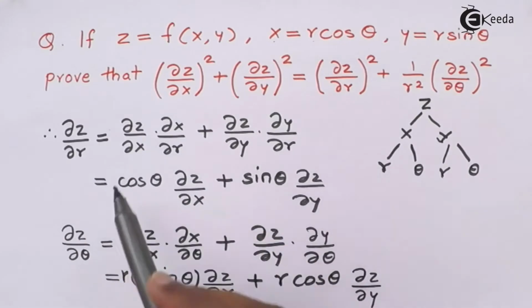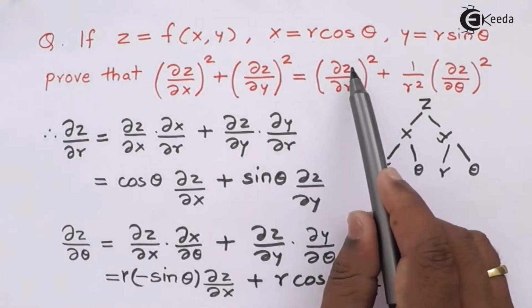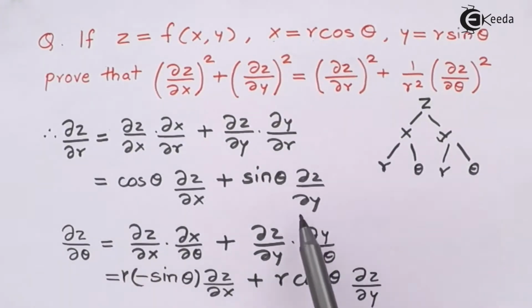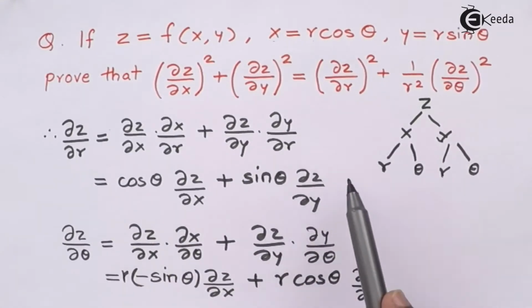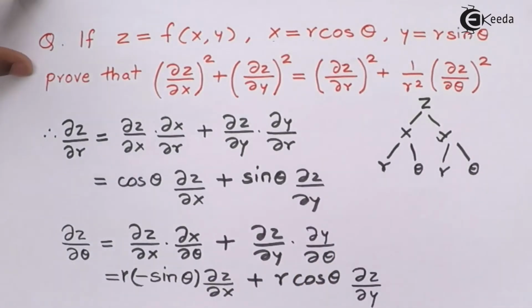So guys, we got all the values. Now let's put these two values in the right hand side. So here in the right hand side we want del z by del r the whole square. So we'll find out square of this. Since here we have two terms and we want to find out the square of this, we will apply the formula of a plus b the whole square.